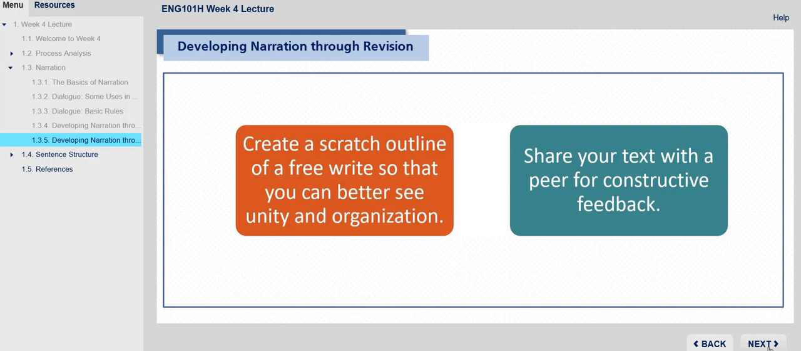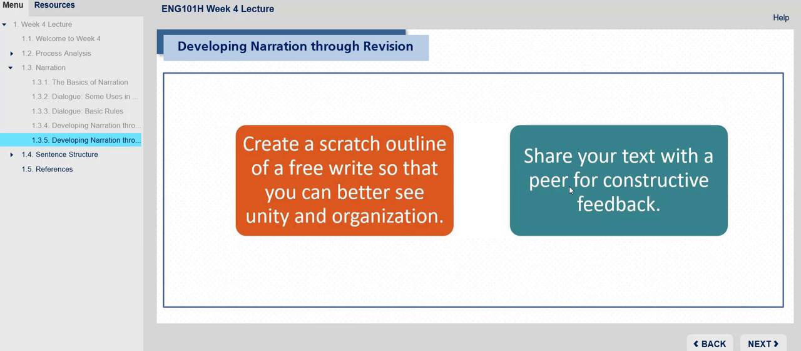So when you want to develop narration through revision, create a scratch outline of a free write so that you can better see unity and organization. This means that you can create an outline by doing mapping, and then in the central circle you put your main idea, and then in the outer circles you put your body paragraphs. In other words, how are you going to prove that main idea?